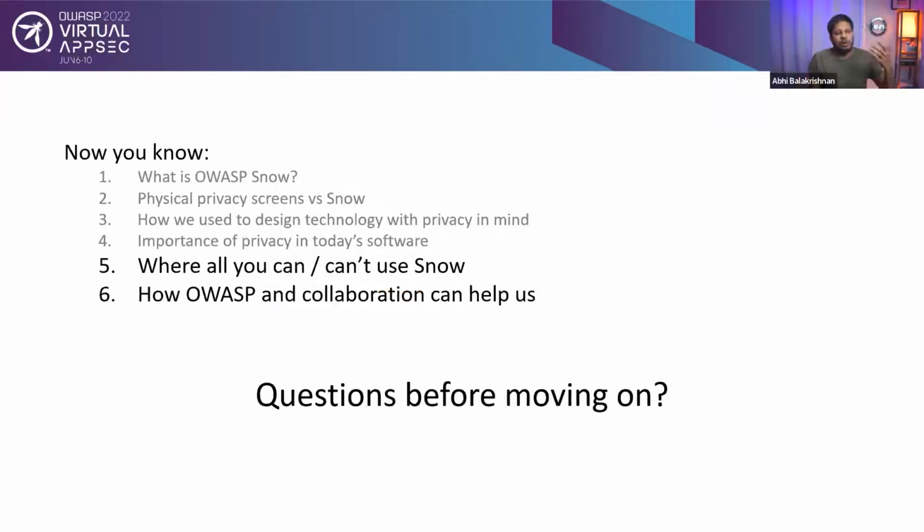Now you know where all you can use Snow or where you can't use Snow. You also know how OWASP and collaboration can help us in improving privacy or in improving information security. I will take a quick look in Whova to see if I have any more questions before going to the next section within the presentation. No questions yet. All right, thanks.